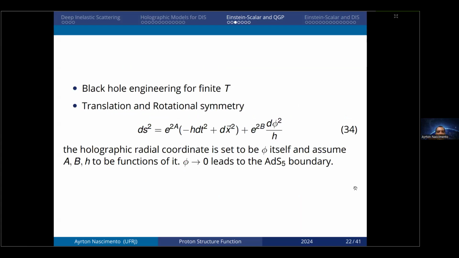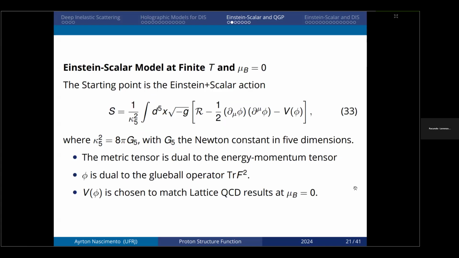And Ayrton, go ahead. Sorry, basic question. Can you explain a bit more why you can use this model to study QCD and gluons?